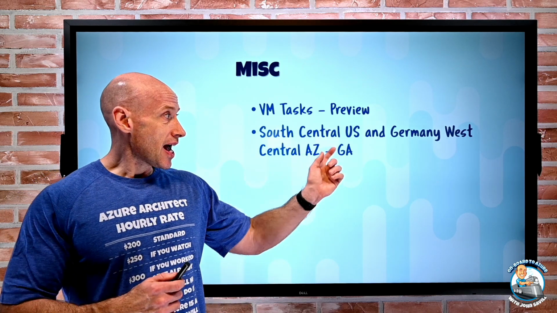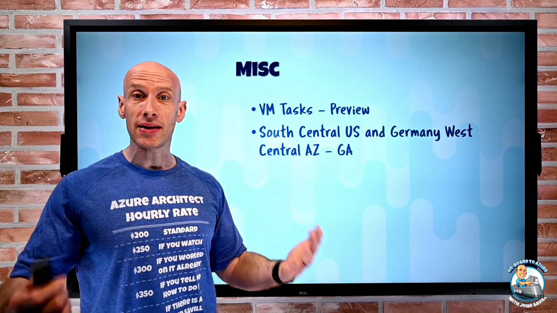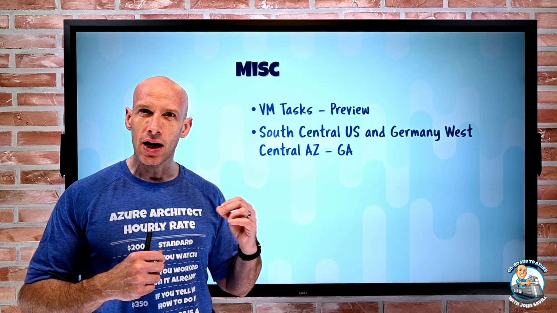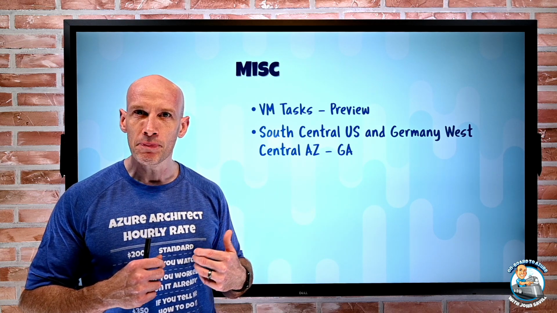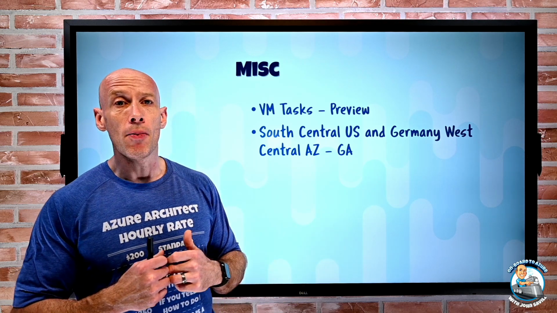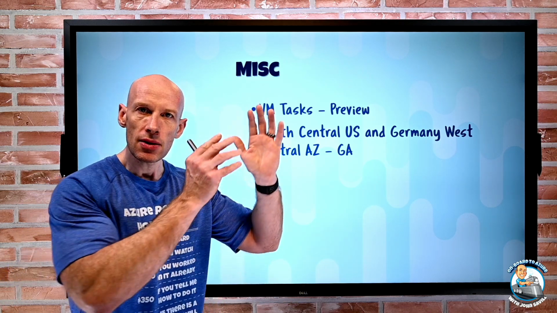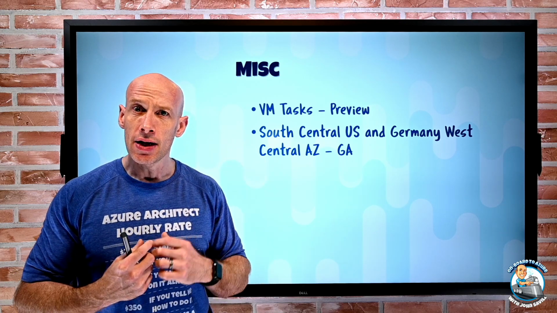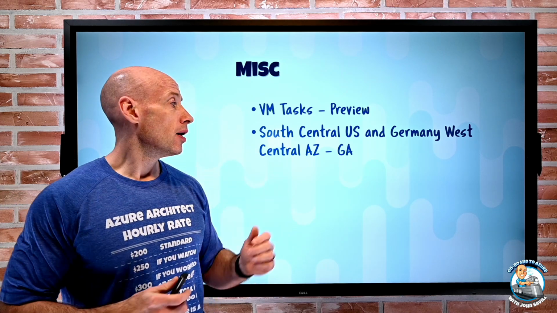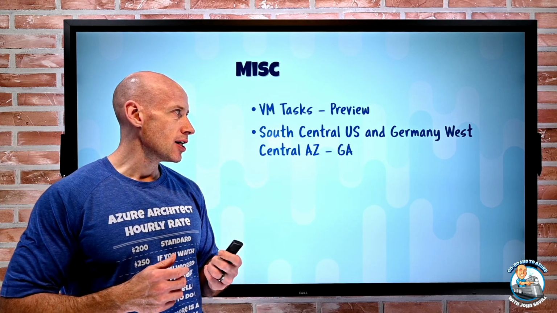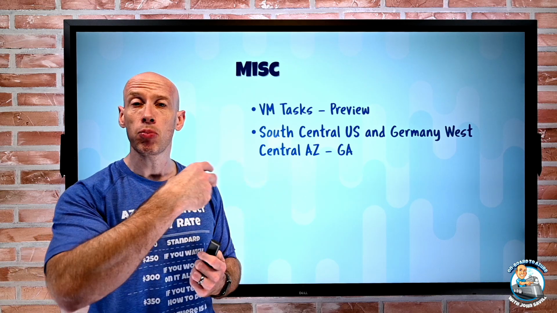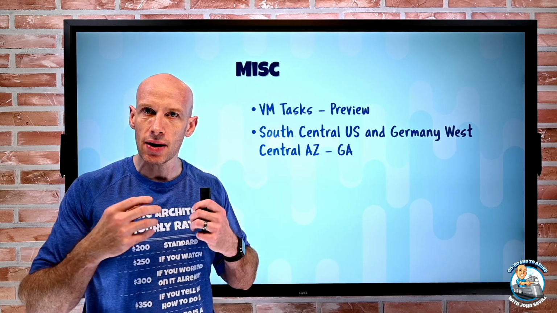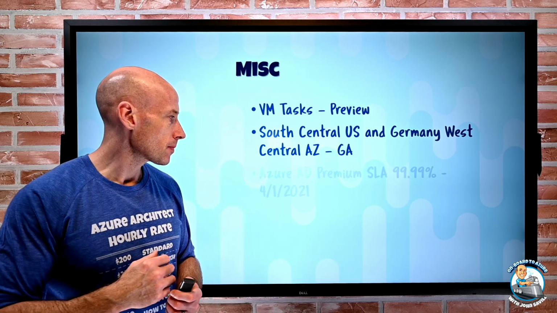South Central US and Germany West Central now have availability zones. So remember, availability zones are those distinct physical facilities with separate communications, fiber, with utilities, with power, so the cooling, separate. And I see those three AZs that are logical for each subscription. So those are now just generally available for South Central US and Germany West Central, which means not only our kind of VM deployments, but things like storage accounts now we'll see ZRS and all those other types of services that can leverage availability zones.